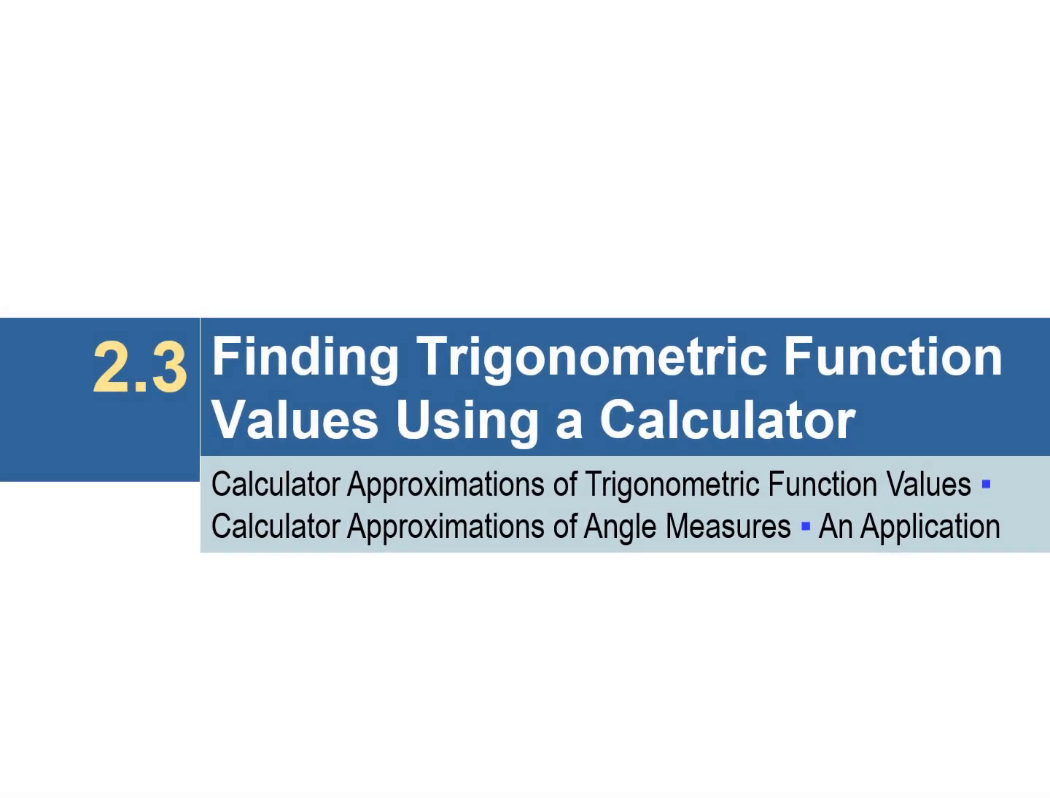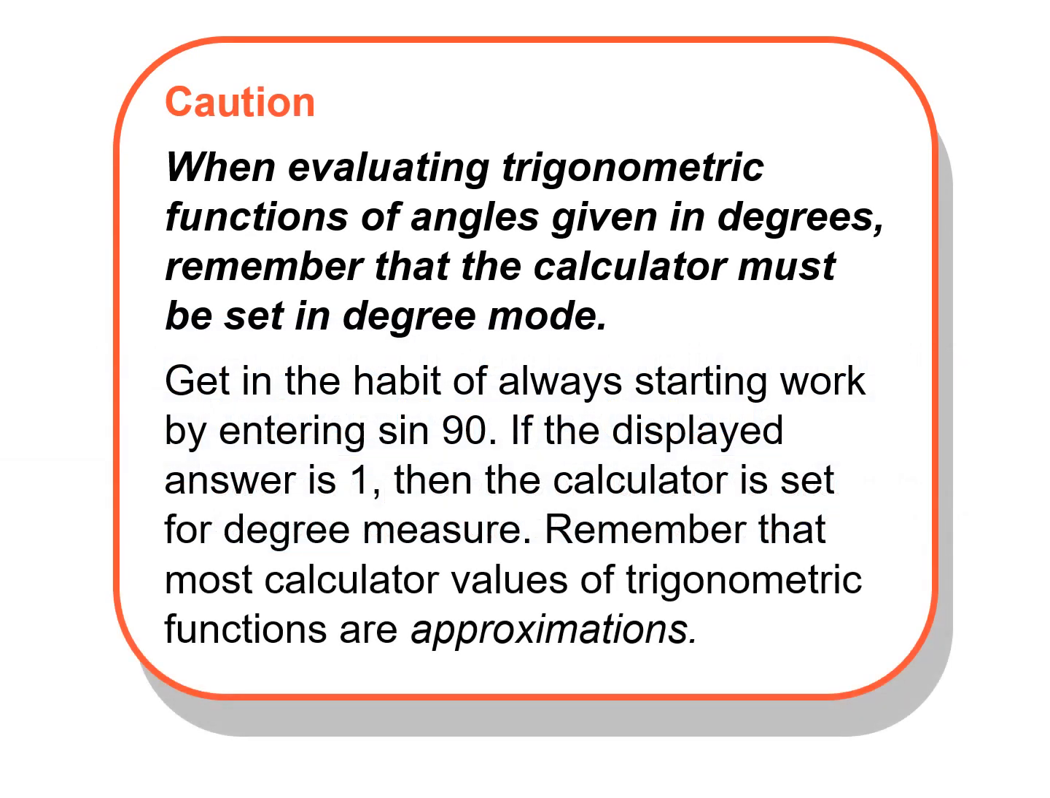Now let's find trig functions. Whenever you're evaluating trig functions, make sure you're in degrees if your problem is given to you in degrees. You can get in the habit of entering sine of 90. If you get 1, then it's in degrees. Personally, I like to put in the tangent of 45. And if you get 1, then you know you're in degrees.